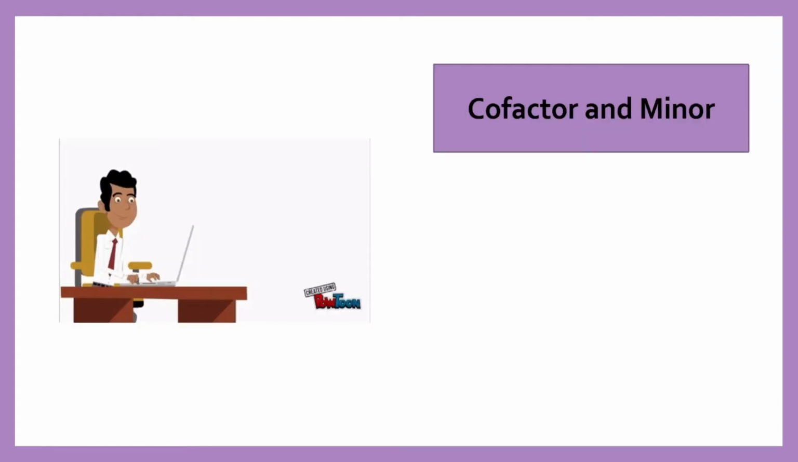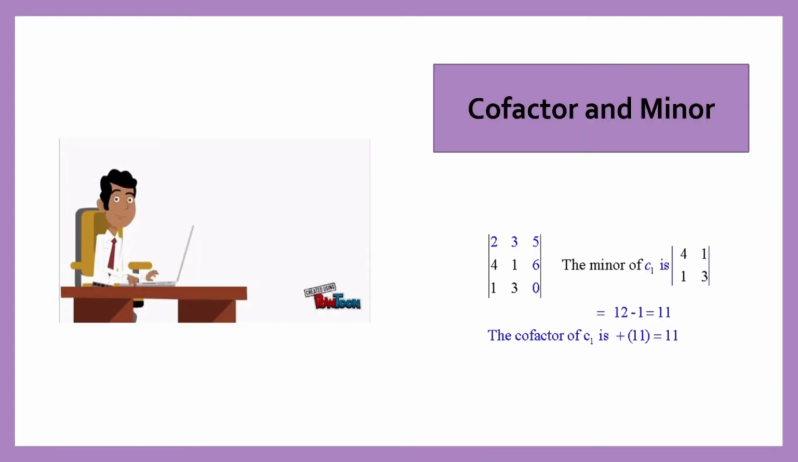Cofactor. By the cofactor of an element of a determinant, we mean the product of (-1) to the power i plus j and the minor of the concerned element, Mij. Symbolically, it is given by Cij equals (-1) to the power i plus j into Mij, where Cij equals the cofactor of the element in the ith row and jth column of the determinant.